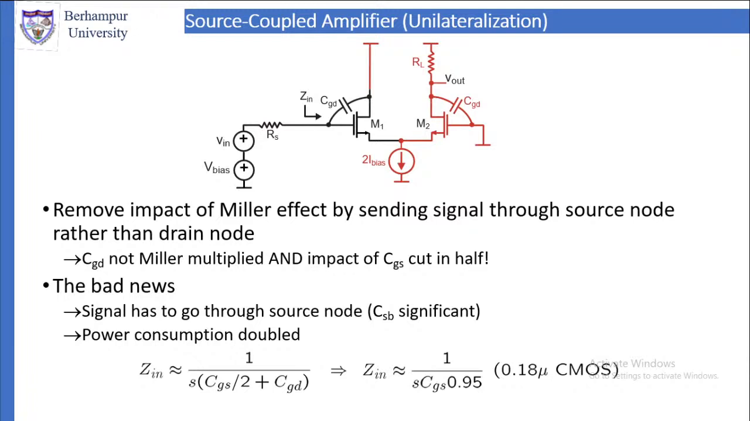If you use 0.18 micron CMOS, then this is approximately equal to 1 upon S into CGS into 0.95. 0.95 means power consumption is double. Instead of CGS by 2, it is CGS. CGS into 0.95 is approximately CGS. So instead of CGS by 2, it is CGS. So 2 times the power consumption. So power consumption becomes double.